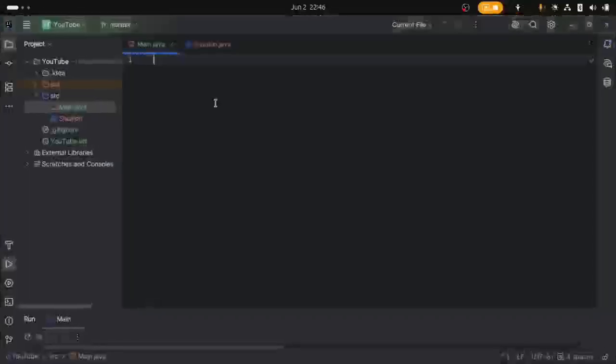Okay, let's start implementing the sparse table now. So I will create a class SparseTable.